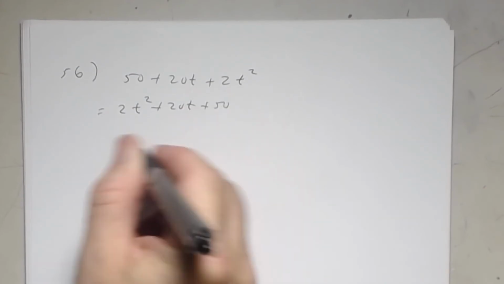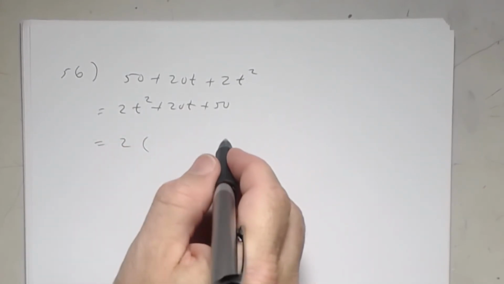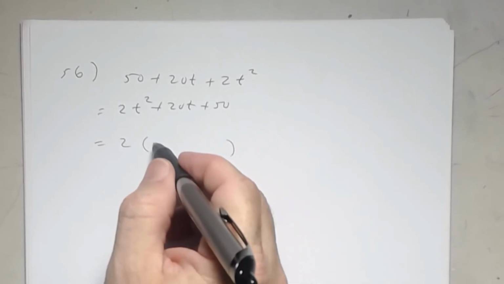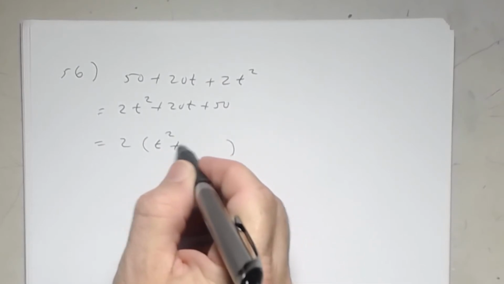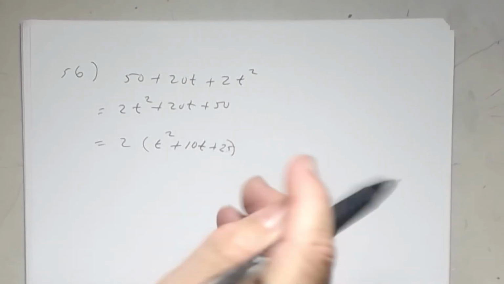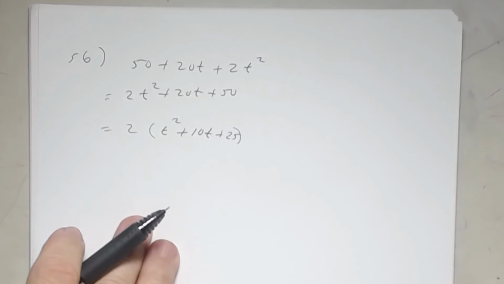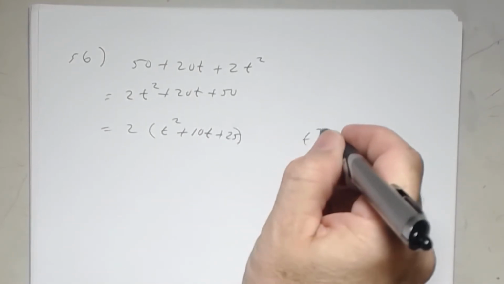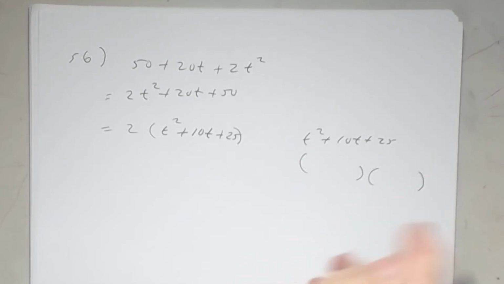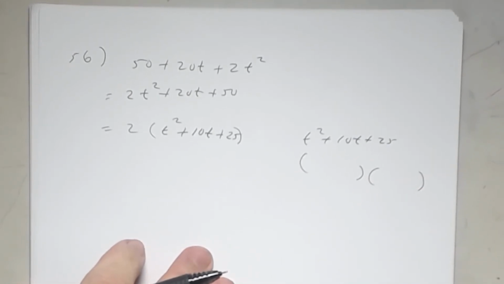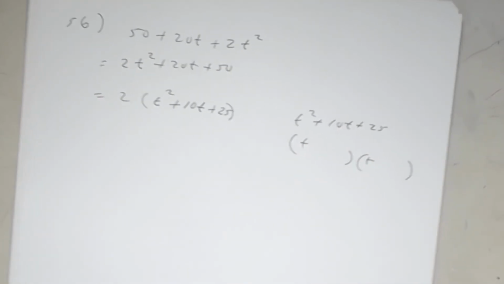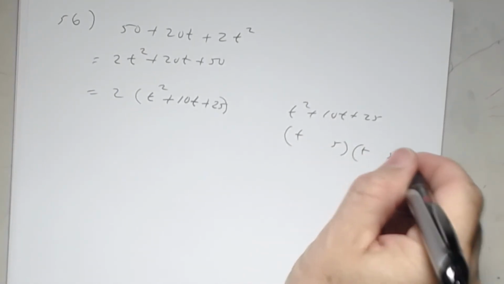Okay, what's your GCF? 2. Not 2t, just 2, right? There's no t on the 50. So 2 times t squared plus 10t plus 25. And you could probably guess, when you rewrite that trinomial, what your two factors are. What do you think? t and t. What else? 5 and 5, which will give you the 10t.